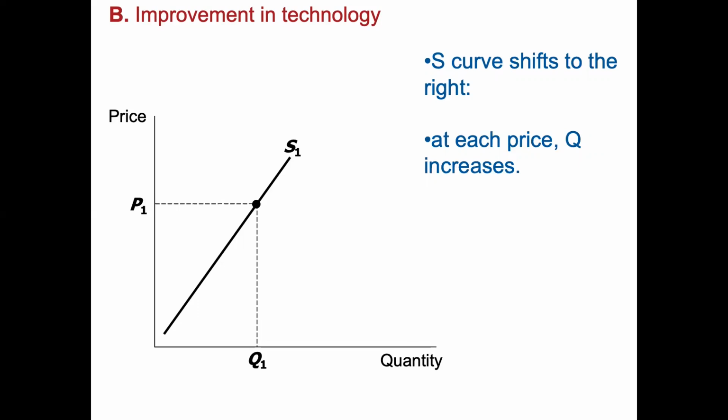B, say there is an improvement in technology. Technology is listed as one of the shifters. Technological advancement can increase production and reduce costs, shifting the supply curve to the right.